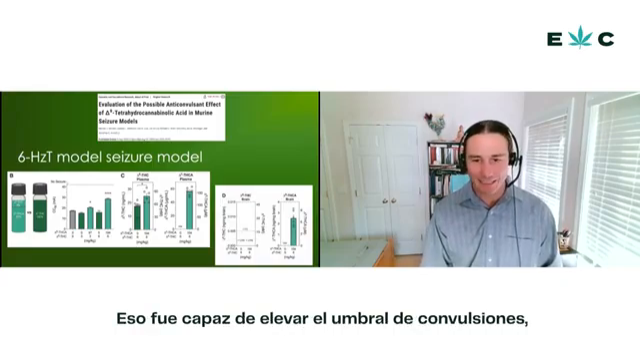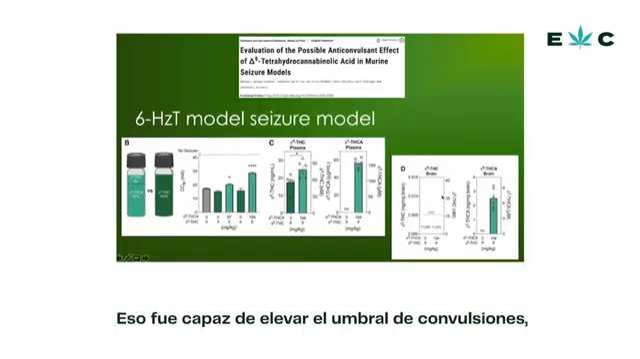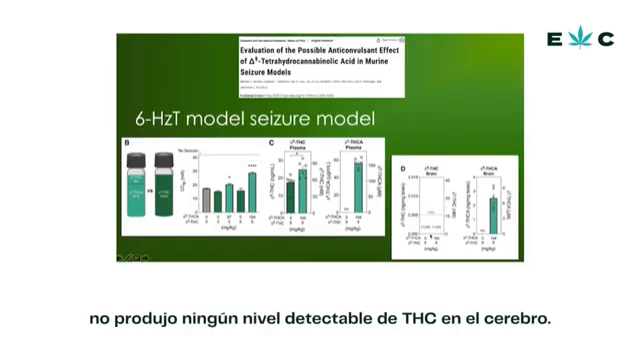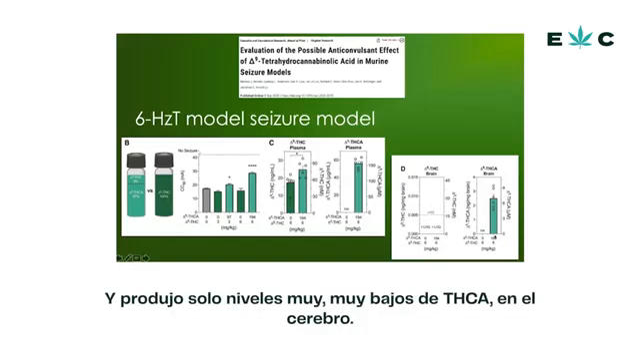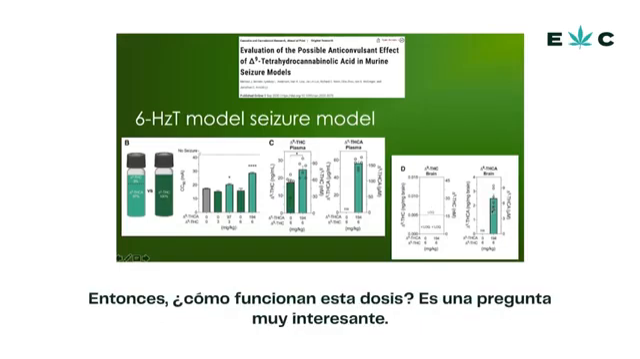And then very interestingly, this dose that was able to raise the seizure threshold did not produce any detectable levels of THC in the brain. There was probably a little bit in there, but the scientists could not detect it. And it produced only very, very low levels of THCA in the brain. So how these are working at this dose is a very interesting question.